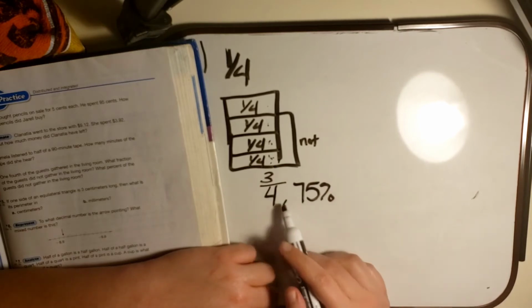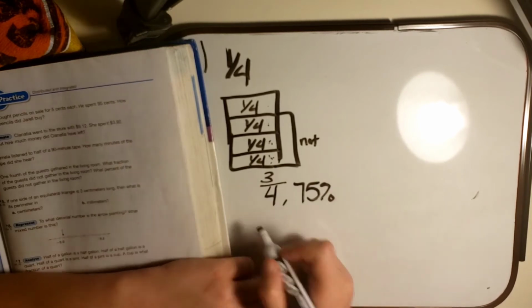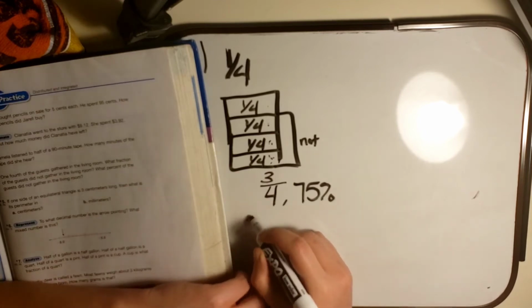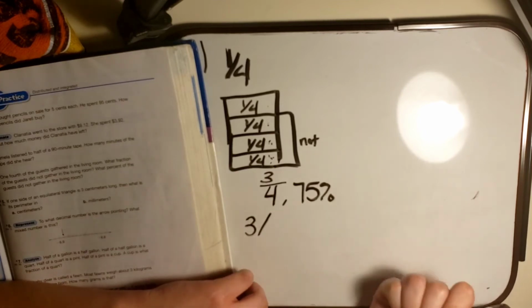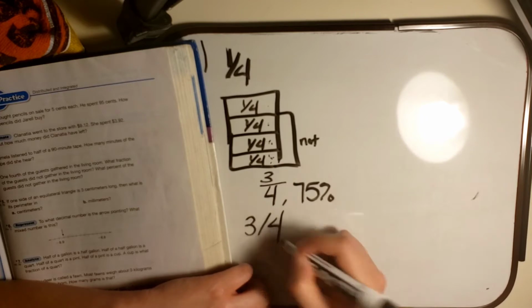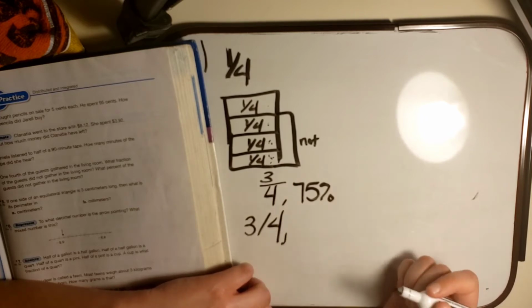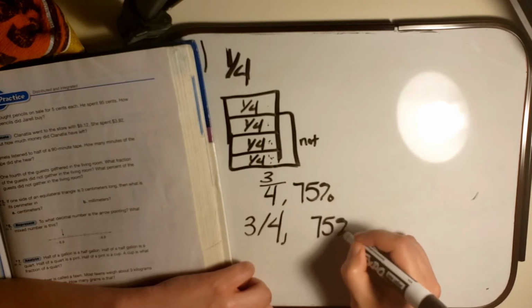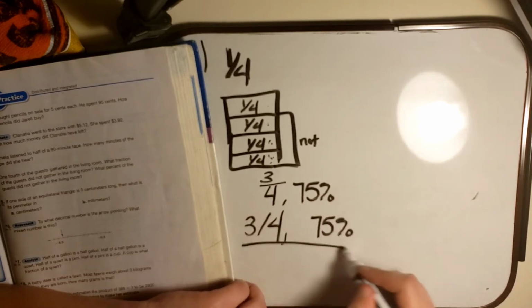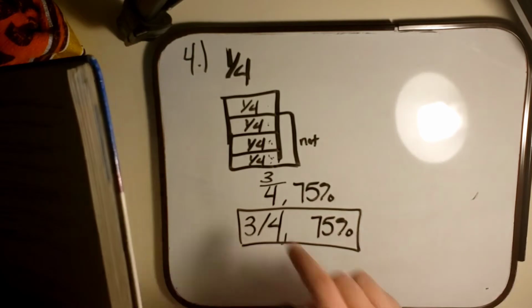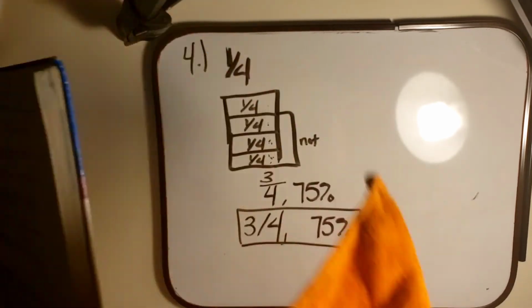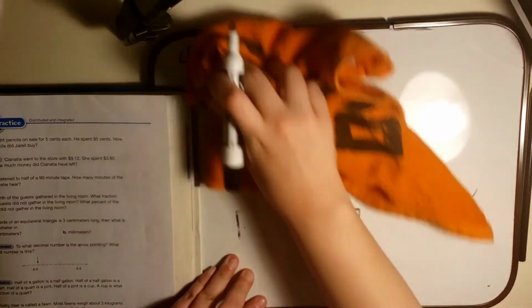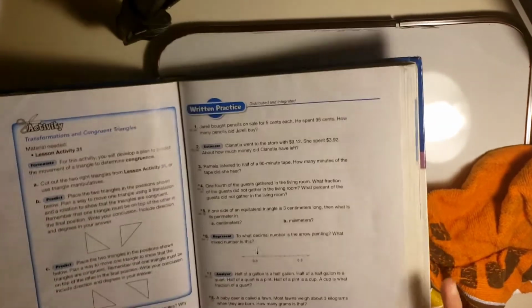Notice how I put a comma here, so when you type it out, you'll hit the 3 button, this slash button, 4, then put a comma, then a space, and then 75%. This is how your answer should be typed out for number 4. Alright, that's number 4. I'm just going to erase it and start with number 6.